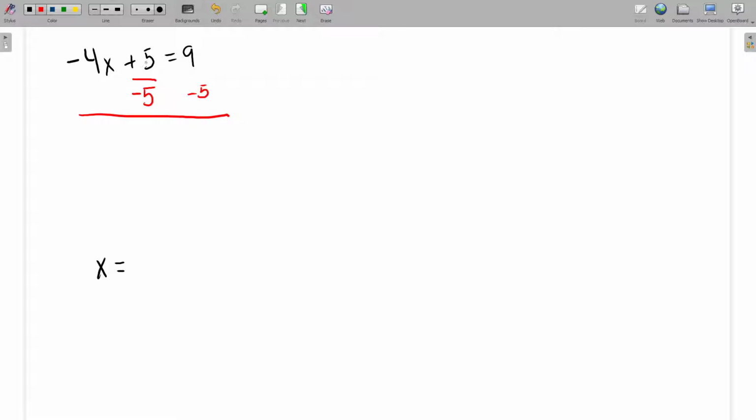All right, so what does this equal? Well, 5 minus 5 is 0, right? It goes away, and that's what we want. 9 minus 5 is 4, and the negative 4x is going to drop down. All right, so we have negative 4x plus 0. Anything plus 0 is just going to be the thing. So negative 4x plus 0 is just negative 4x.